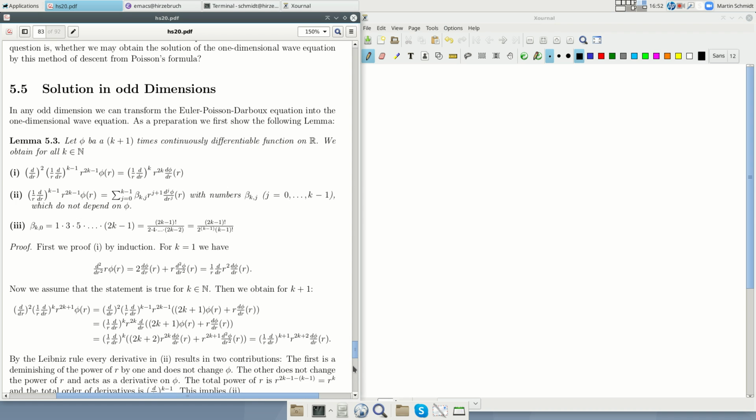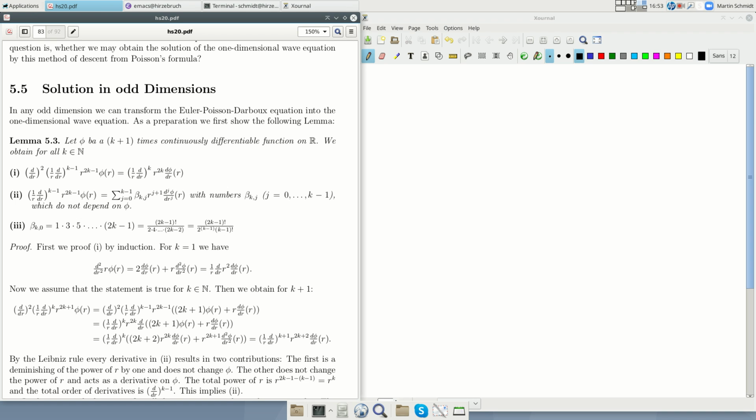5.5, and in this section we present the solution of the wave equation in odd dimensions. We have already done this in dimension 1 and in dimension 3, and now we will see how to generalize to general odd dimensions. In particular, we will again use the Euler-Poisson-Darboux equation and transform it, as in dimension 3, into the one-dimensional wave equation.